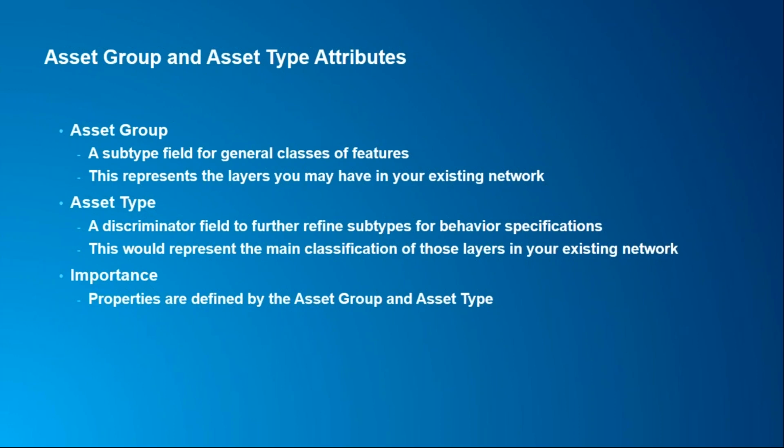So the asset group field, think of it as like a subtype field in today's feature classes, but this is where you would actually map and represent all the kinds of layers you have in your existing network. The asset type then is a unique discriminator, or a set of values per asset group, which will let you model another level of classification of those different devices or assets and define the asset group.